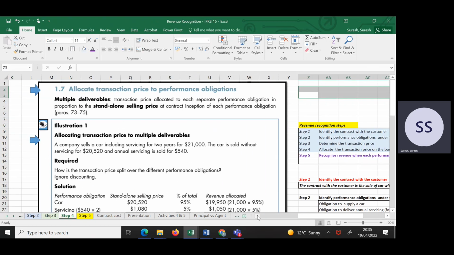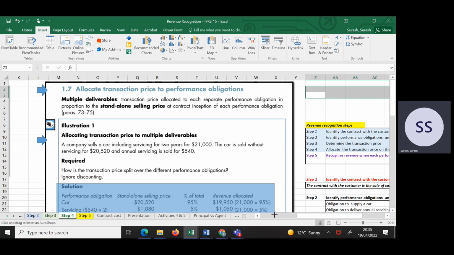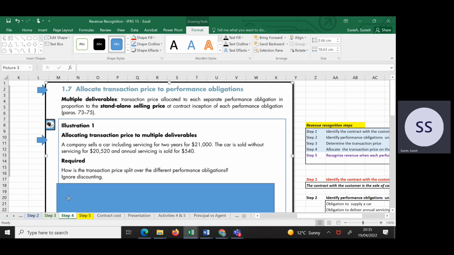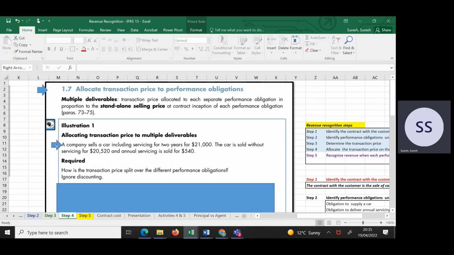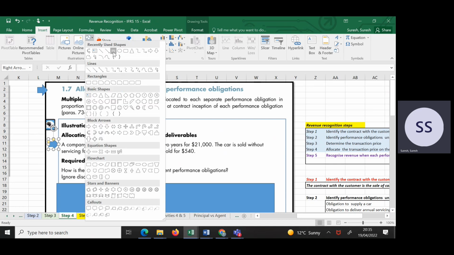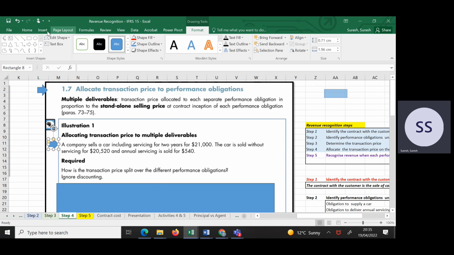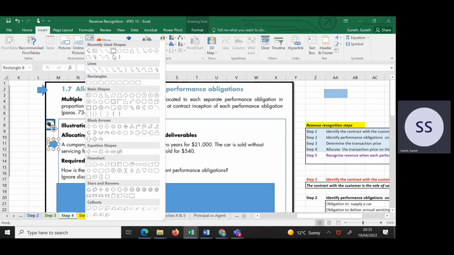So here what we have, let's cover this part here, the solutions. Let's read the requirement. A company sells a car including servicing for 2 years for £21,000. So here we have a company, and this company is not only selling a car. So here we have, let's make this a car.